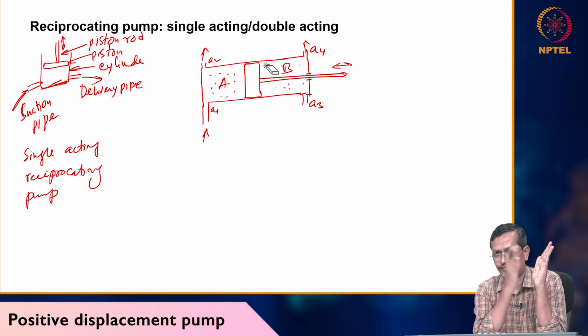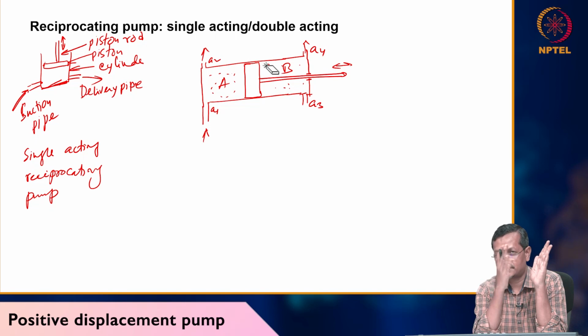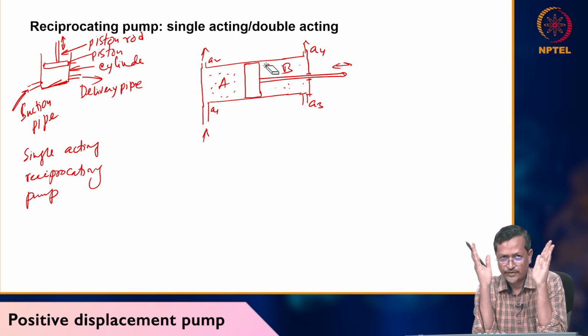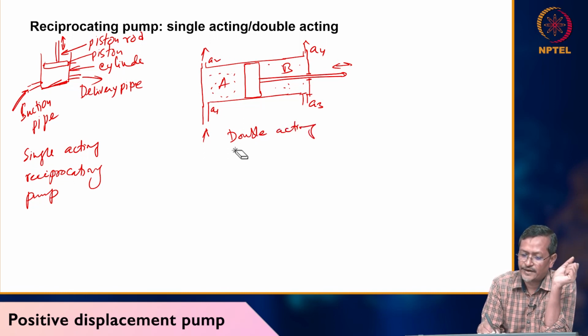So when the piston is moving left side or right side, both ways it is sucking or delivering. But in the single acting case, it is delivering only during one stroke, the other stroke it is sucking. So this is double acting reciprocating pump.